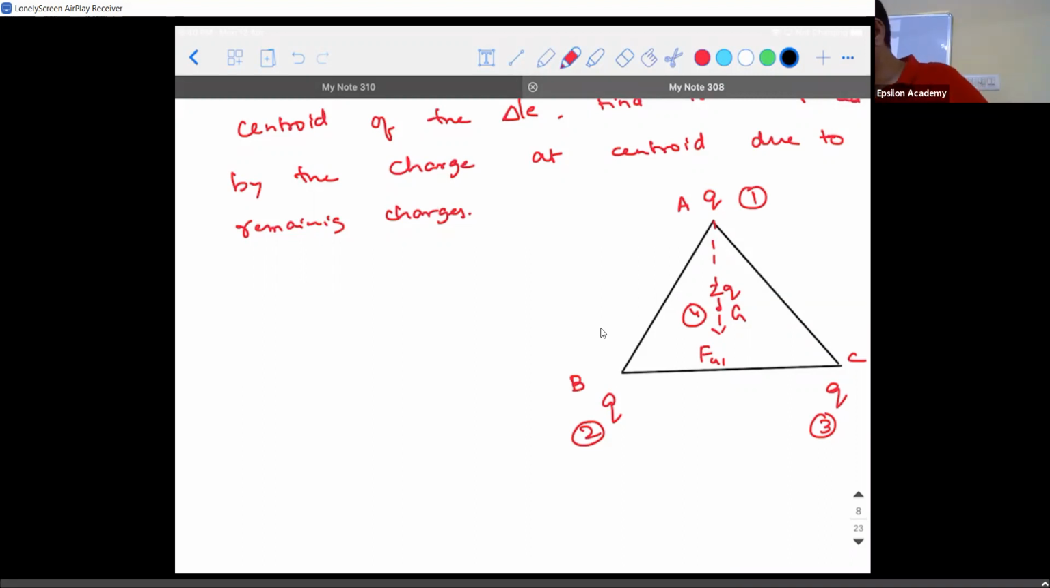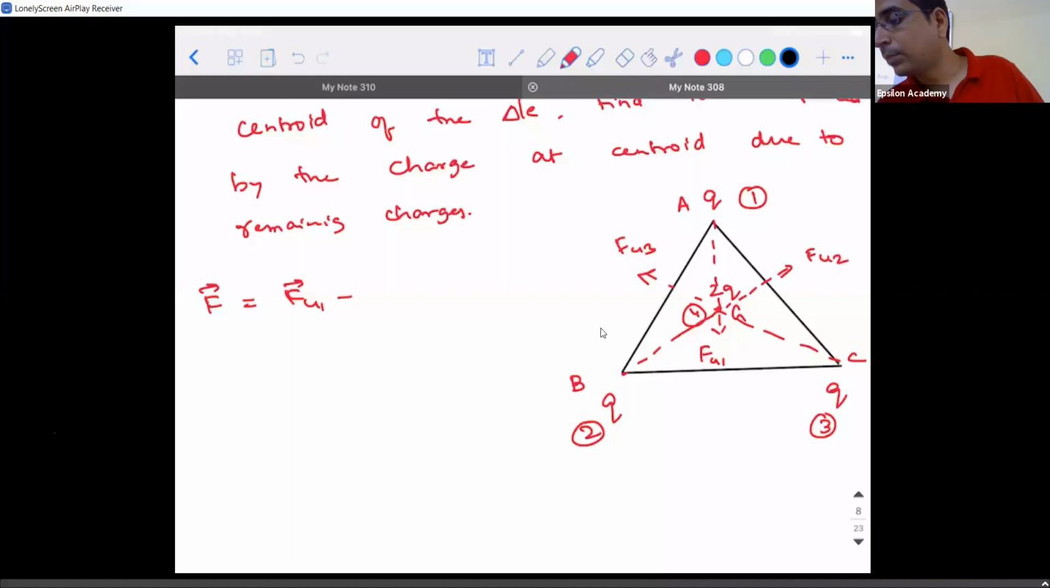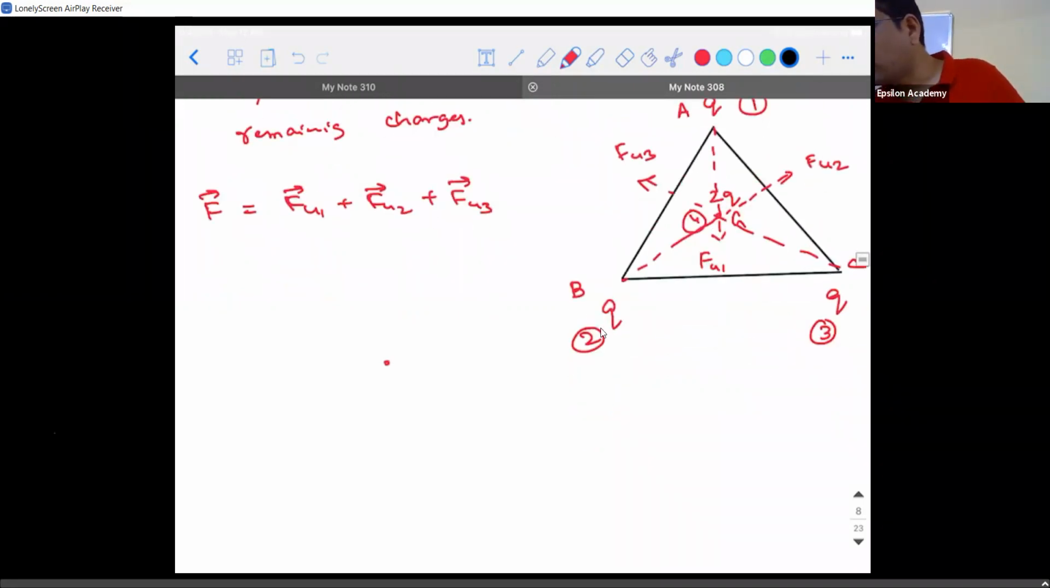Along the line joining the second and fourth, how much is this? It is F42. Similarly F43. So the resultant is going to be F41 vector plus F42 vector plus F43 vector. Right. Now I draw a free body diagram of the point.